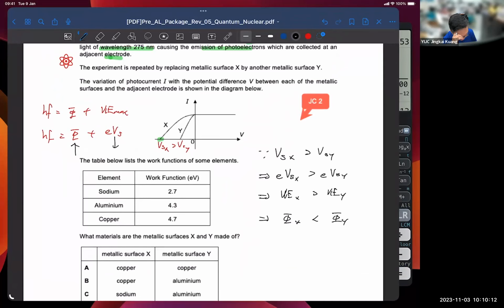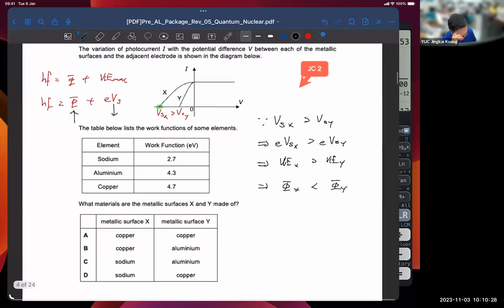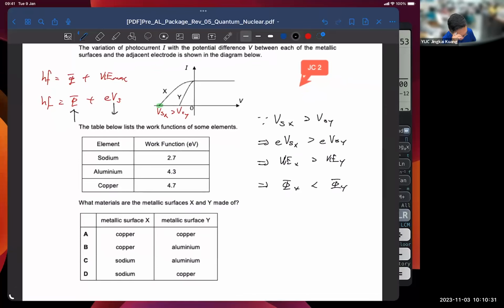X is larger than Y, so eVs of X is larger than eVs of Y, and KE max of X is larger than that of Y. That means the work function of X is smaller than the work function of Y. So it should drop, and I must find a pair of values where it drops. Copper to copper, no. Copper to aluminium, yes, this one will work, because copper is larger than aluminium. Sodium is smaller than aluminium. Sodium is smaller than copper, so the answer is B.